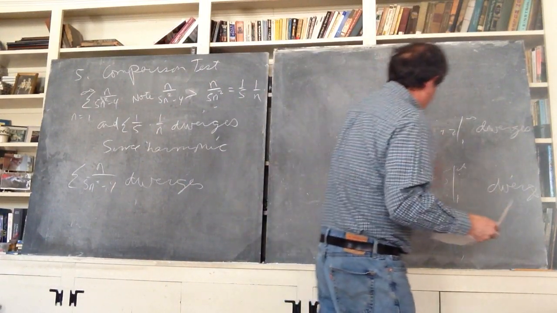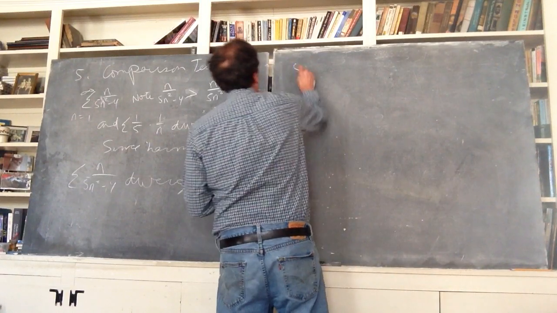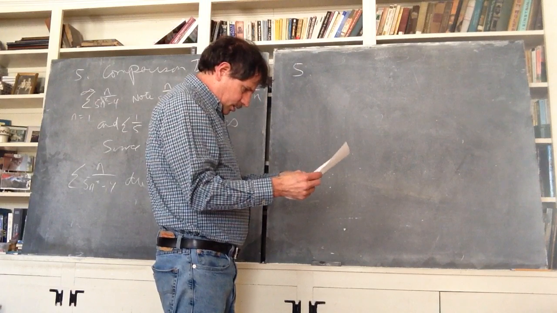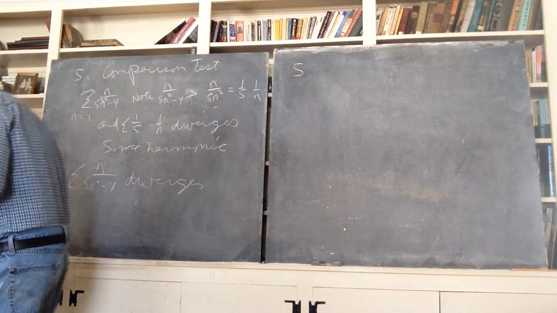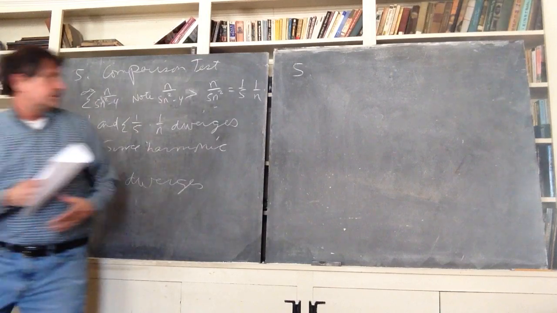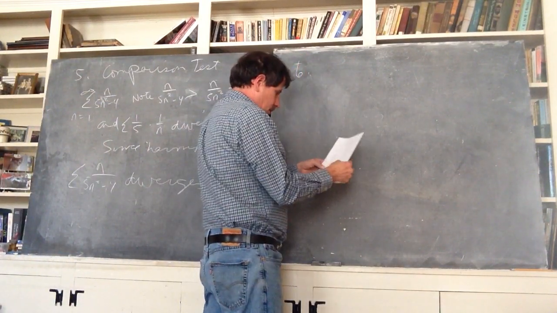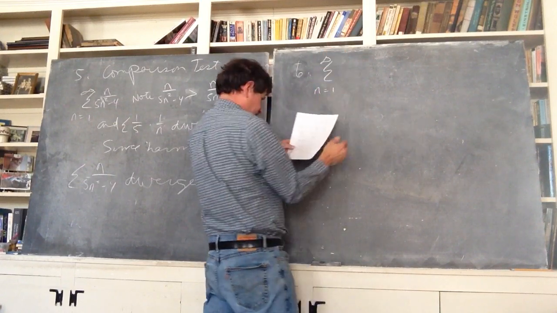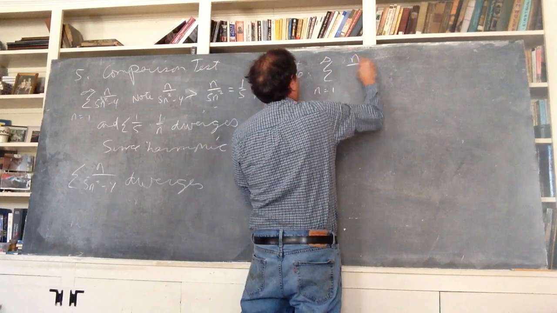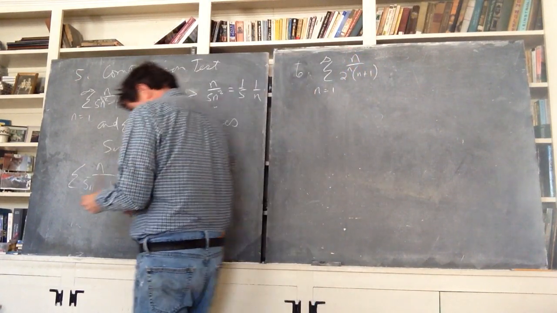Comparison test. How about number 5? I hope I can get the right one. Number 6. Number 6 is over here. The series n equals 1 of n over 2 to the n times n plus 1. Yeah, this is the one I absolutely did.